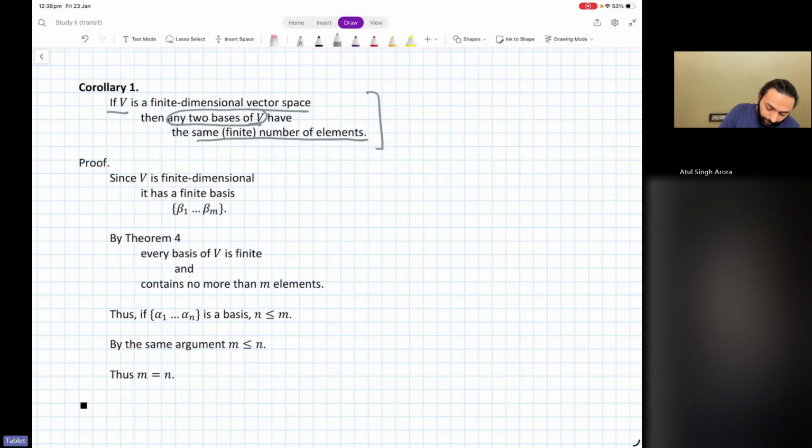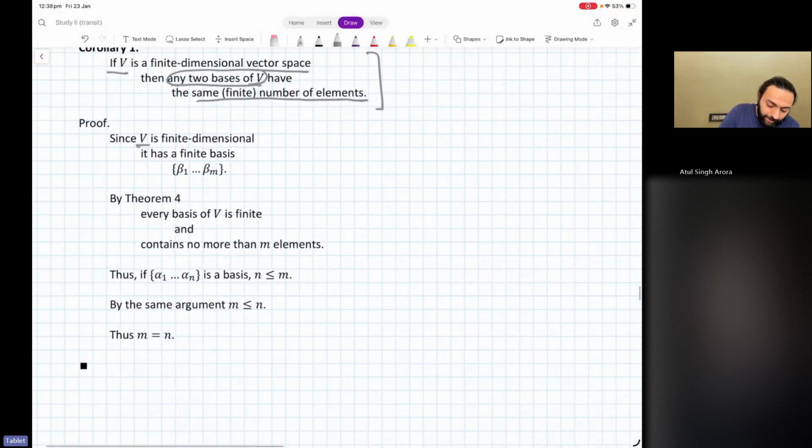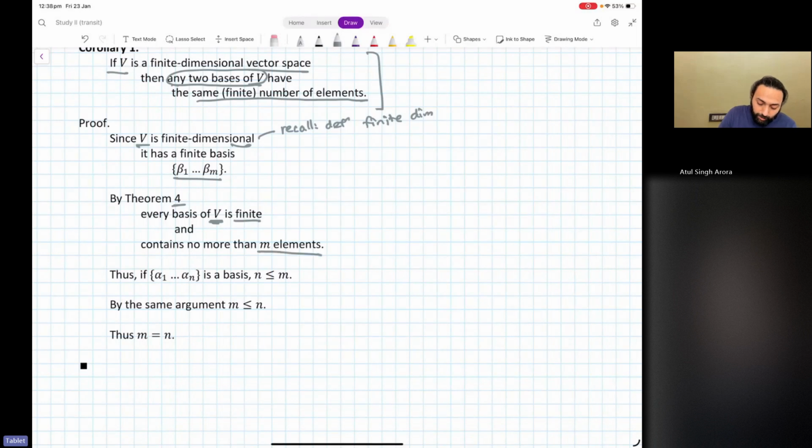Okay, so let us continue then. Since V is finite dimensional, it will have a finite basis, right? Because that was the definition of being finite dimensional. So recall the definition of finite dimensional. So it's basically rewriting the definition. Now, by theorem 4, we have that every basis of V is finite and cannot contain more than m elements.